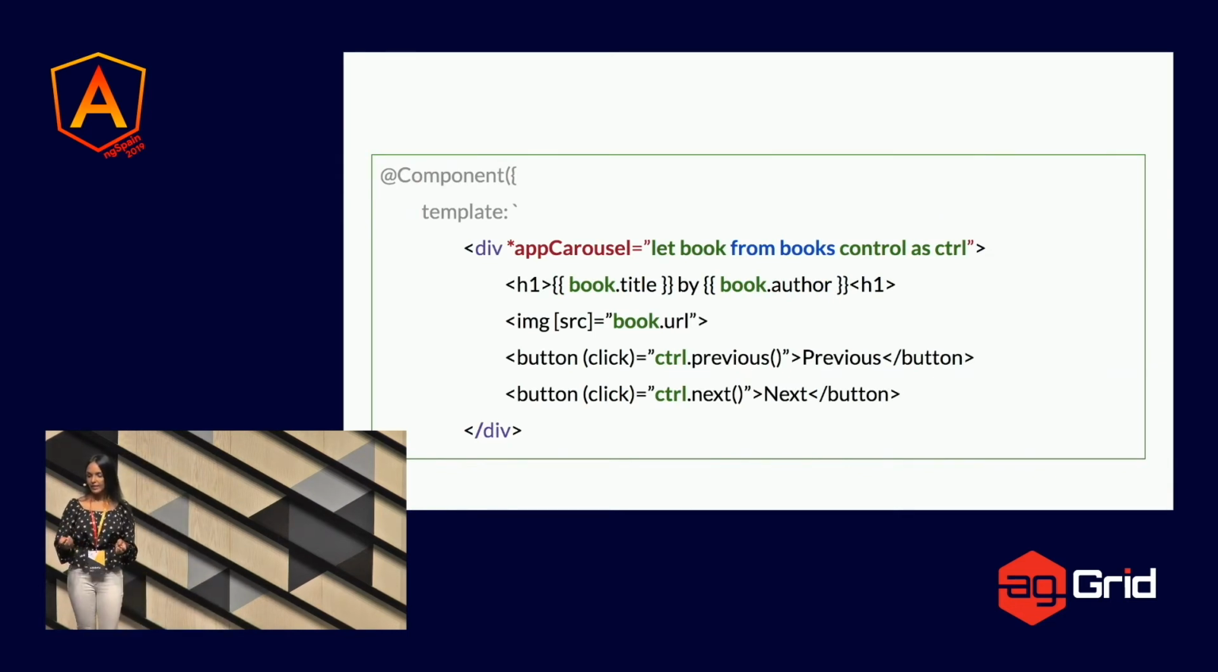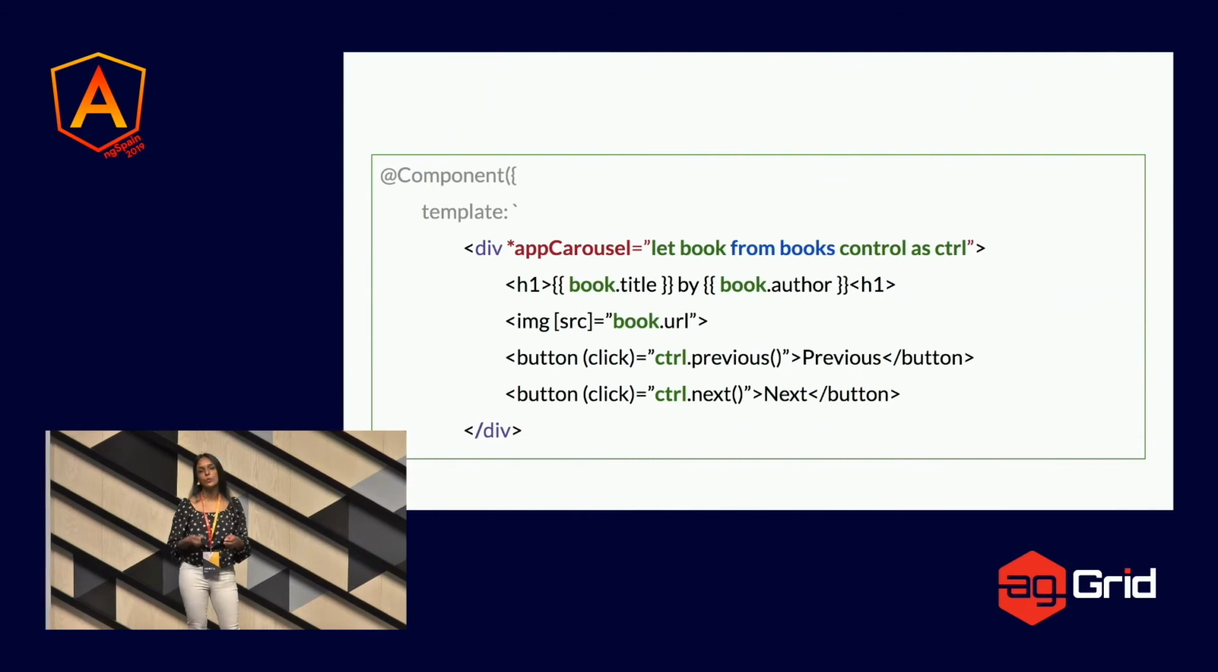Okay, so that's an example of the carousel. We've declared the current item being displayed: let book from books, and then control as control. So what's happening here? Can you recognize the property binding part of this and the template input variable declarations? So from books is the property binding, and let book and control as control are the template input variable declarations. The embedded view is defined using HTML and directives, the same as how we define component views. So we can have property bindings, interpolation, and event binding.